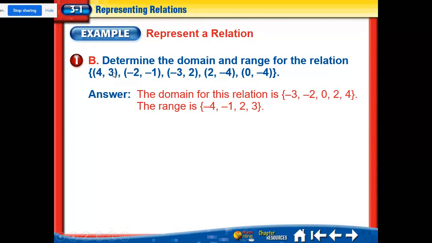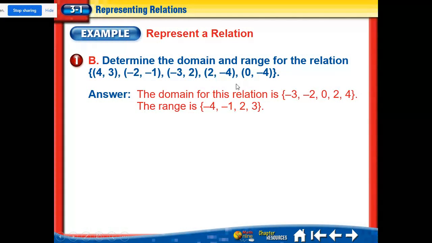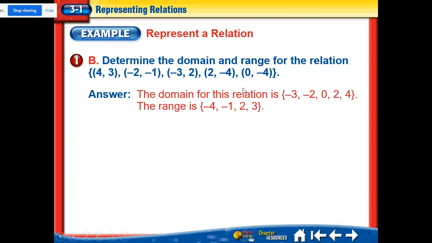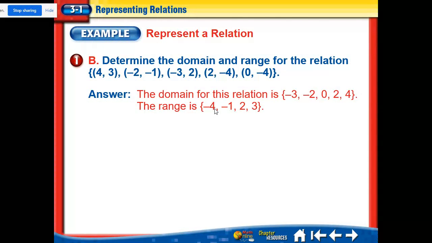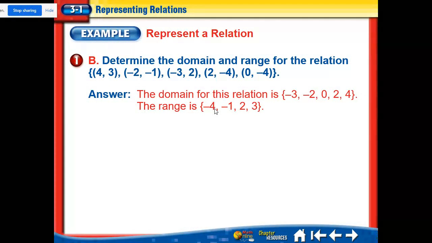The range, now we're looking at the second numbers, our answers. And remember I said no repeats, so this -4, it happens twice, but I only need to write it once because it's all the possible answers. We're just saying that these are answers that we can get, not that these coincide with anything in particular. With domain and range, we're just saying these are the possible answers. So what are our possible answers? We have -4, -1, 2, and 3.